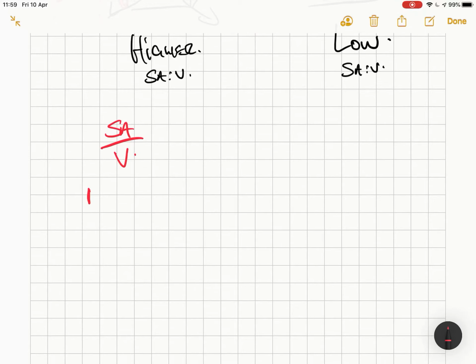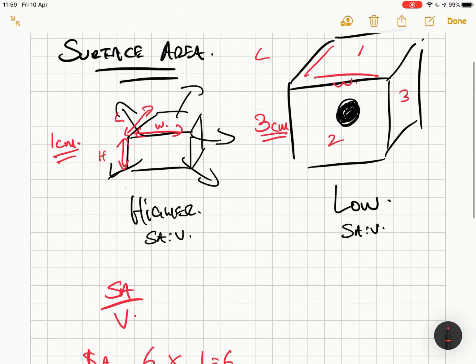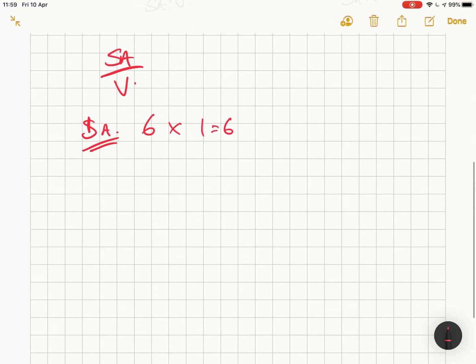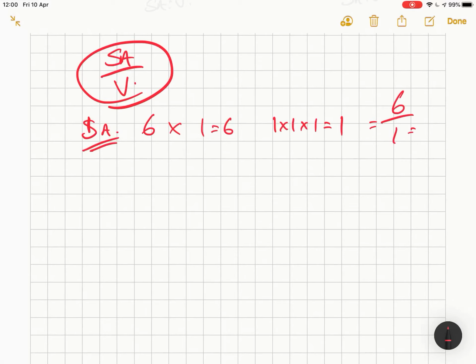If we're working out the surface area to volume ratio for the first one here, to work out the surface area, we've got 6 sides on the cube, and each one of them is 1 centimeter in length. So that means our surface area is 6. And if we're working out the volume of the cube, which I said here was the length times the height times the width, that's 1 times 1 times 1, which equals 1. So then, for the ratio, we do the surface area divided by the volume. The surface area is 6, the volume is 1. So our surface area to volume ratio is 6 to 1, okay?